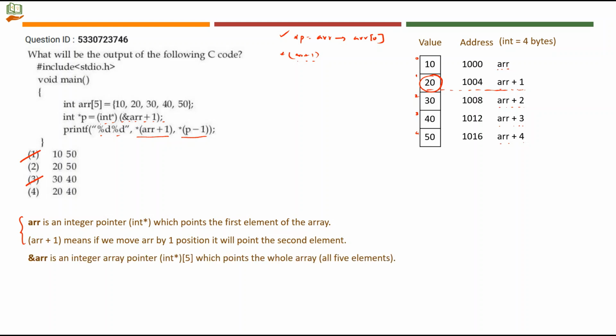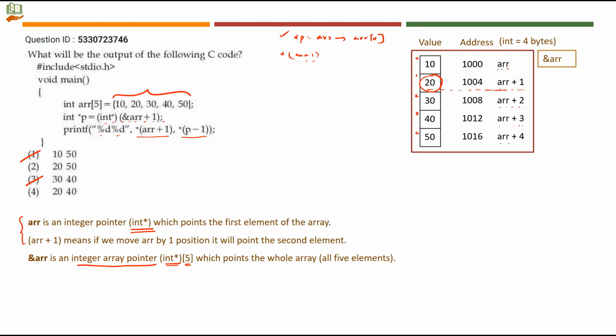What about ampersand of ARR? This is actually an integer array pointer which points to the whole array. It means when I say ampersand of ARR, all these elements are referenced together as ampersand ARR. So this particular block is referred to as ampersand ARR. This ampersand means it refers to a block of array elements. For this program, it refers to all the 5 elements together. So when we say it is ampersand of ARR plus 1, it means we are moving by one position, where it will point to the next block of 5 elements.